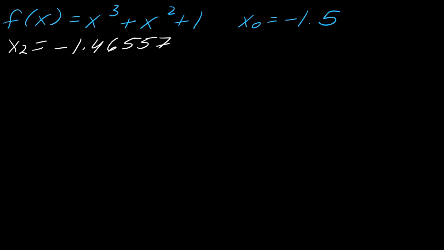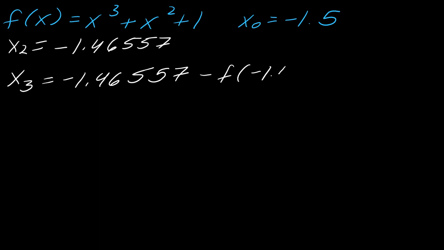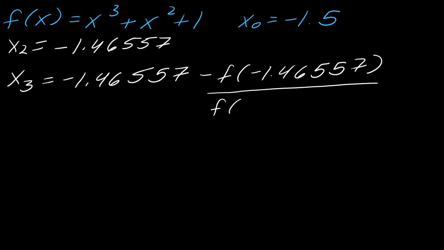Okay, so that's what I got in the last iteration. So now I've got to continue on. Hopefully you're getting the idea behind this now. So now I'm going to take the previous guess, negative 1.46557, and then I'm going to plug that into the function and also into the derivative like shown.